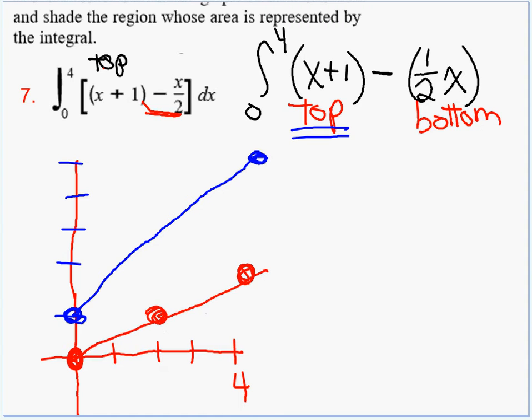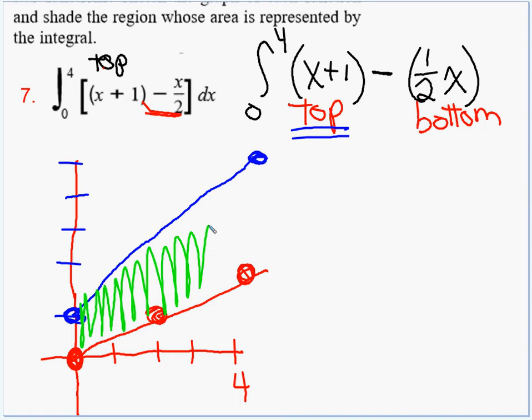So if they want us to shade the region, it would be that in there until we get to 4. There we go.